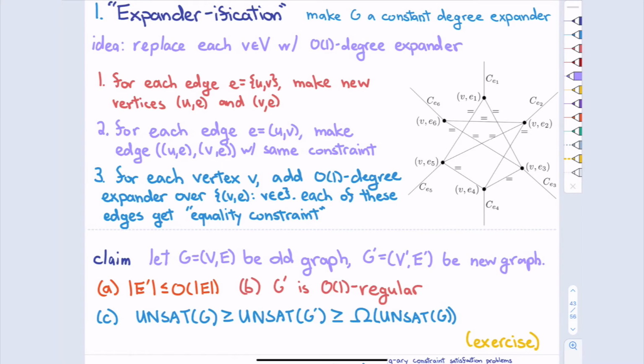Yeah, we've only added really a constant degree expander. So for every vertex, I've added a few edges or something, and I can charge these three edges to this one edge here or something. So it goes up by a constant. Okay, good. It's also regular because all of these vertices consist of one original thing plus the constant thing. Actually, the graph I drew is not regular, but that's okay. This is a little bit tougher. So, how about this one is maybe a little easier. The claim is that unsat G is at least unsat G prime. So the unsat can only go down. Why?